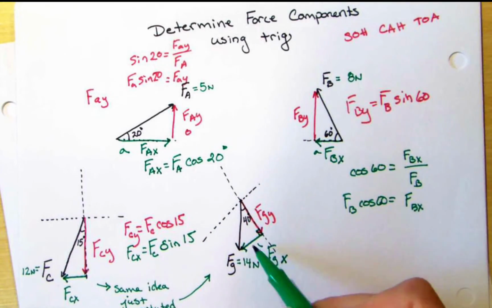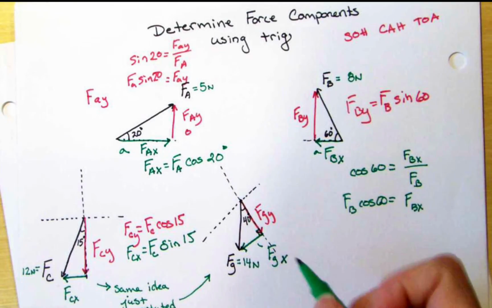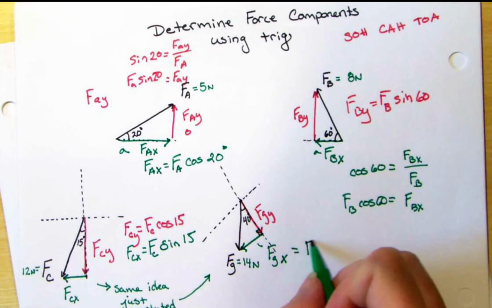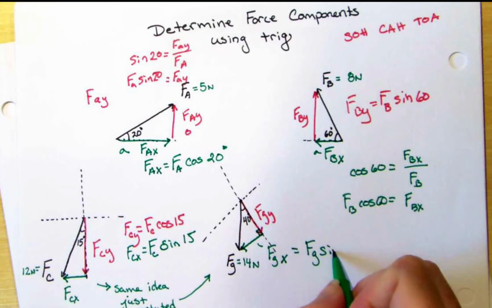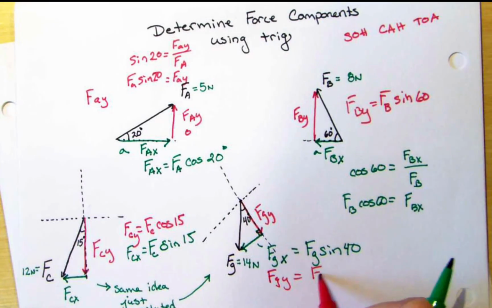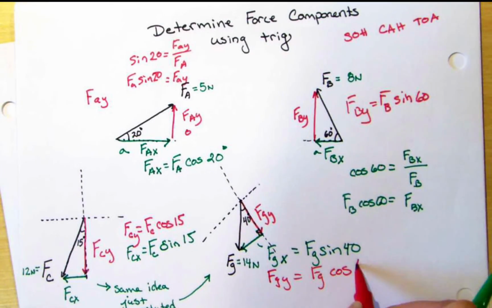FGX is my opposite side, so FGX is a sine function, so this is going to be FG sine 40, where FGY is going to be FG cosine of 40 degrees.